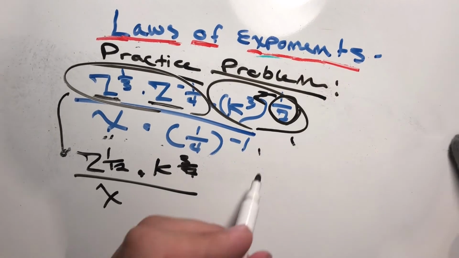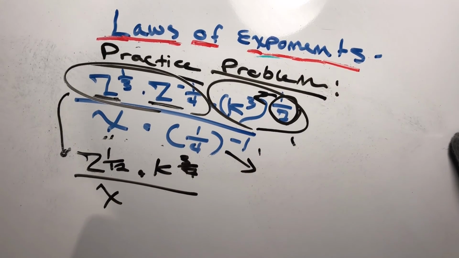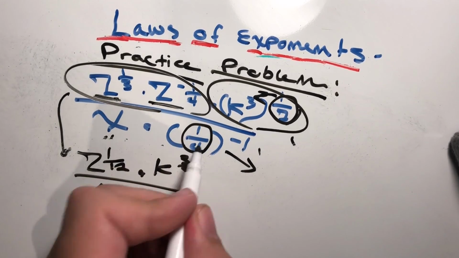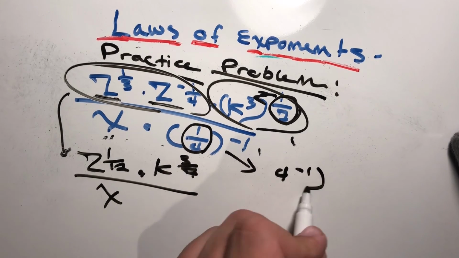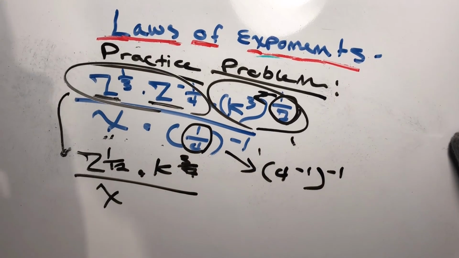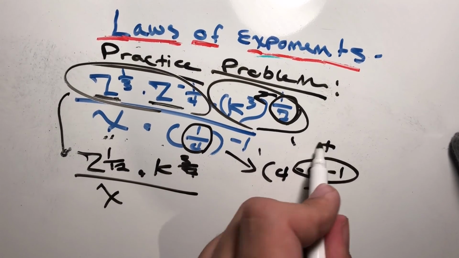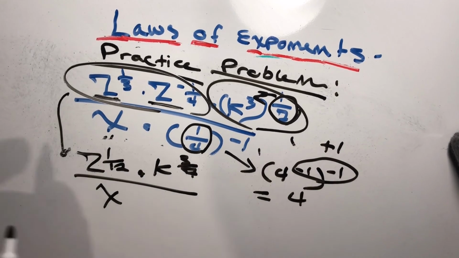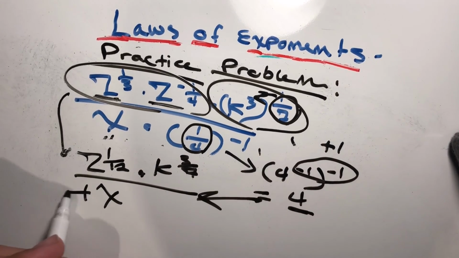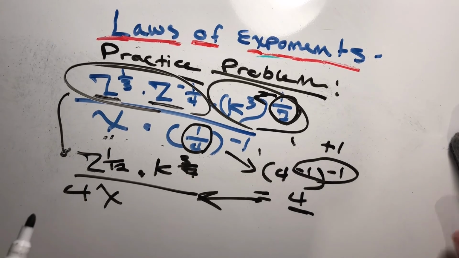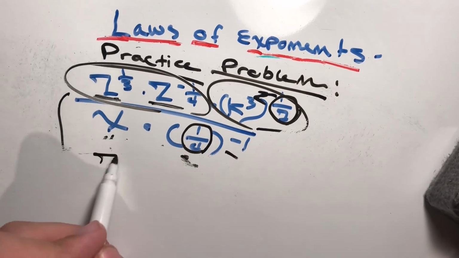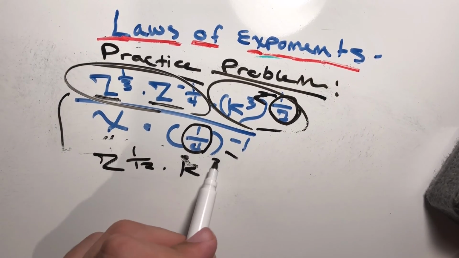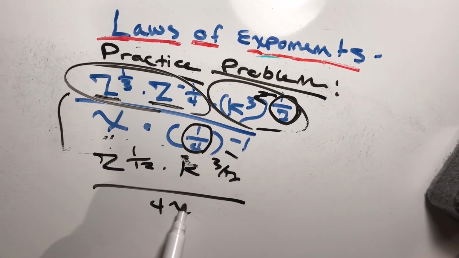And then the last part we have to address is this 1/4 to the negative 1. So all that's going to give us 1/4 to the negative 1. Well, here's the question. What's 1/4? All 1/4 is 4 to the negative 1. So really all this is 4 to the negative 1 to the negative 1. We apply that second law. See, these two cancel out. They give us a positive 1. That means this is just 4. And we can take that 4 and slap it right in front of the x. So now we have our final answer. We took the whole simplification out. We can now write a final answer of z to the 1/12 times k to the 3/7 all over 4x.